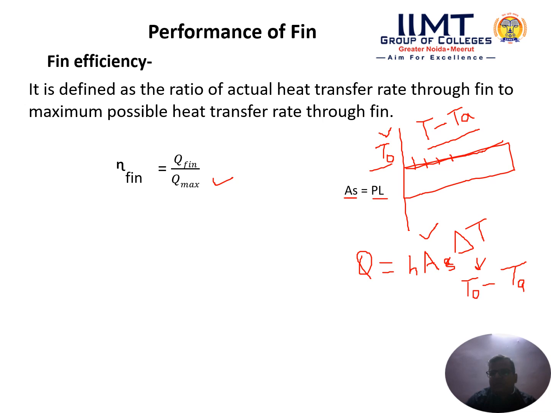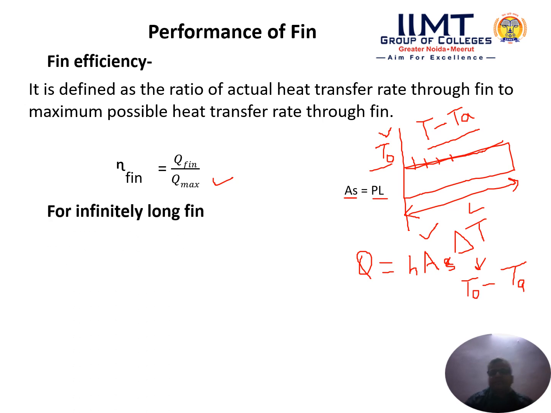Then As is equal to P into L, the perimeter into the length of the fin. If we multiply the perimeter with the length of the fin, we can easily get the effective contact area of the fin, that is, the surface area of that fin.